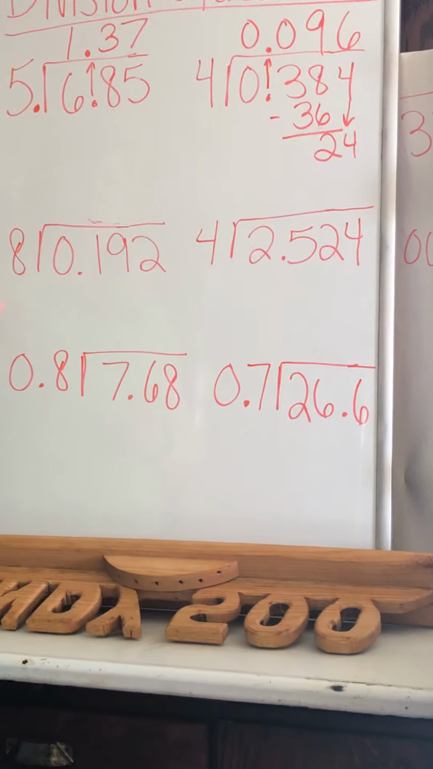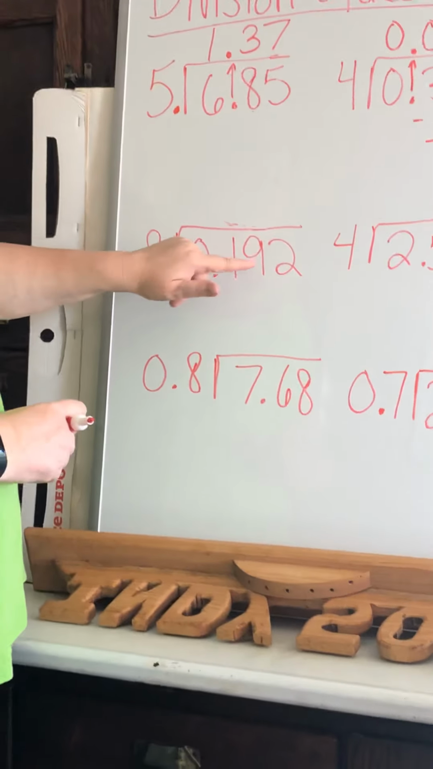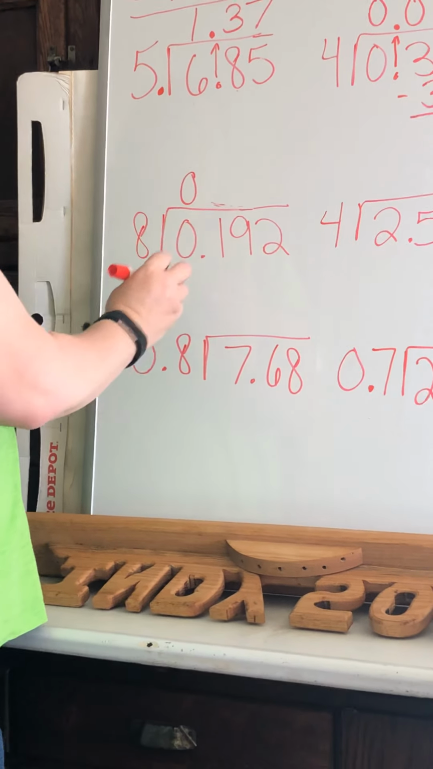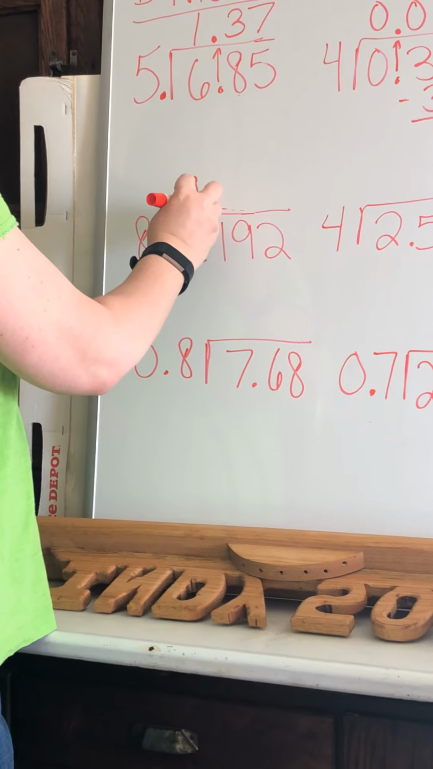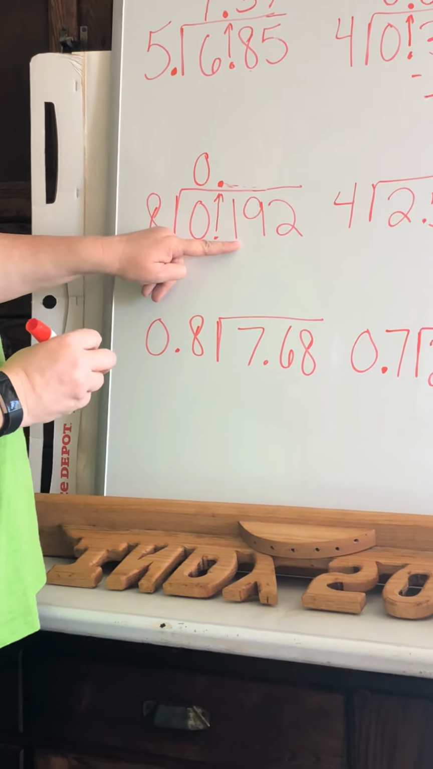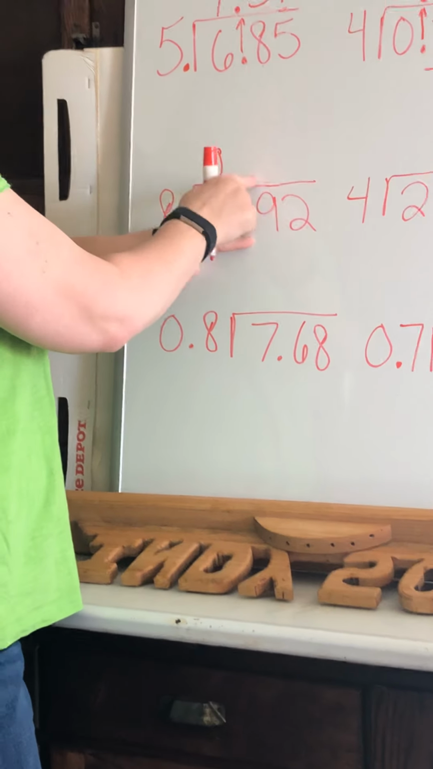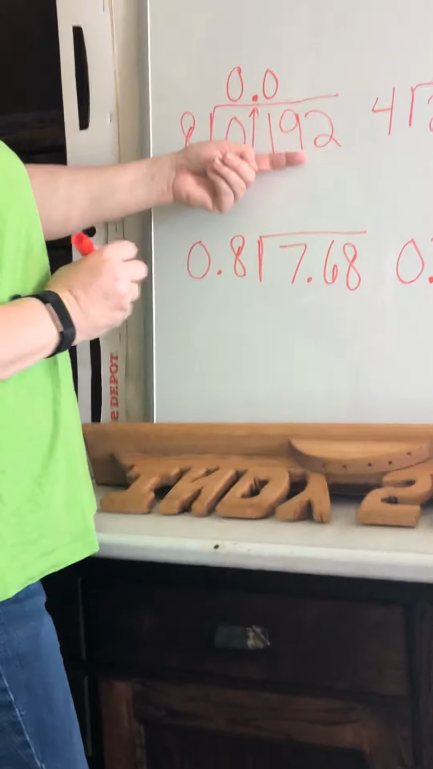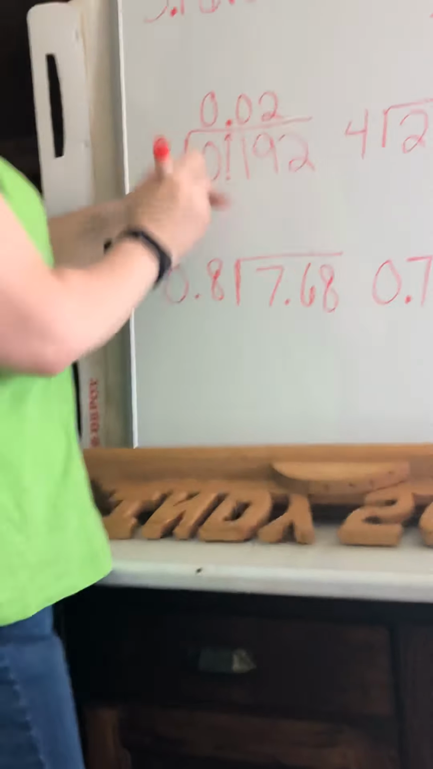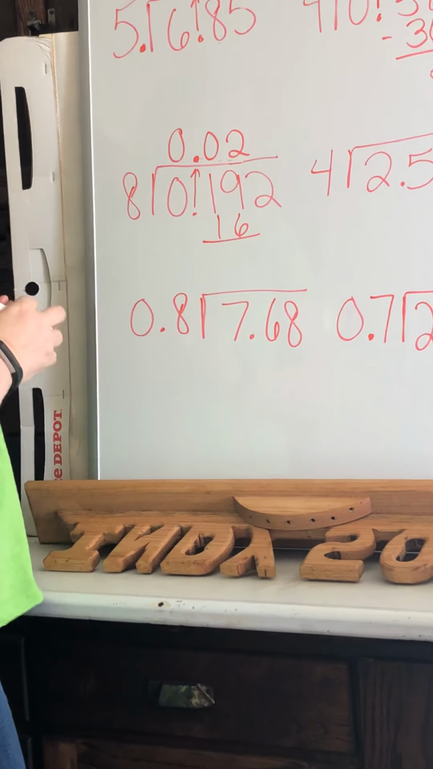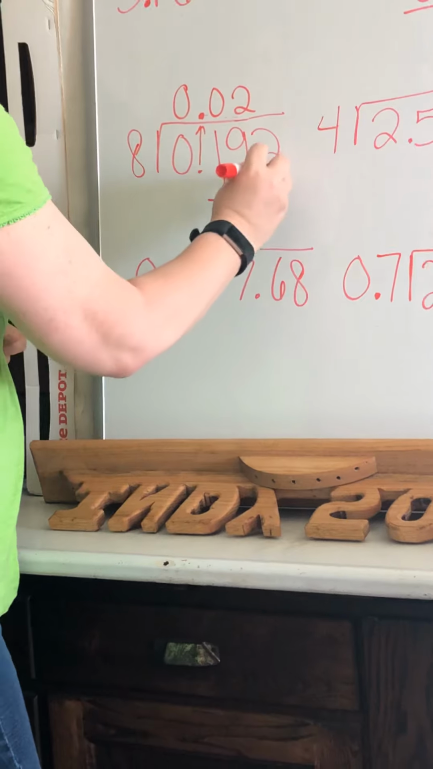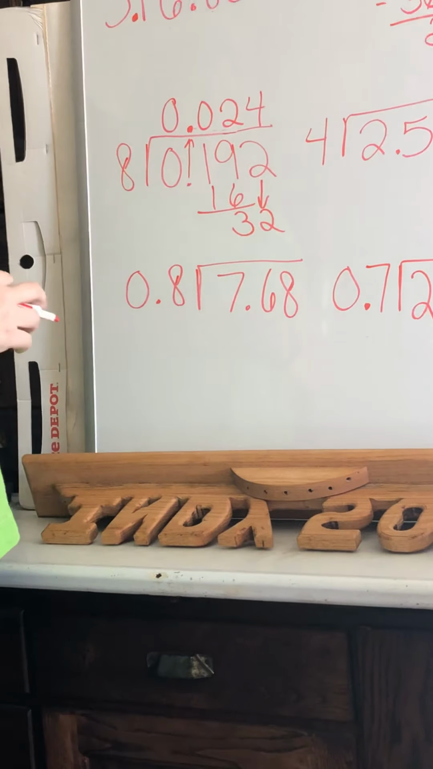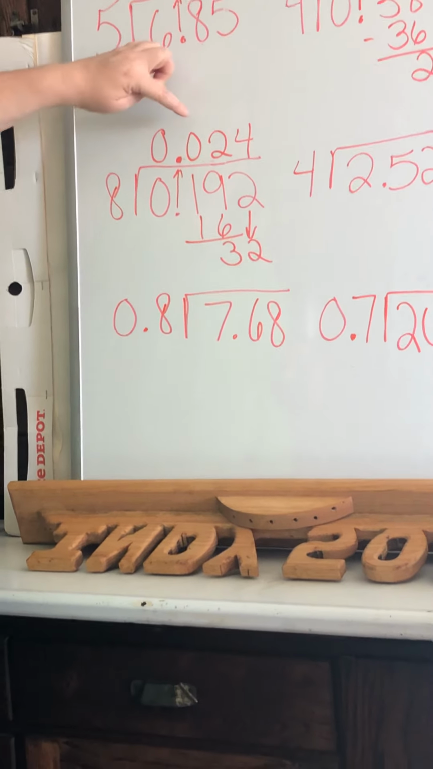Alrighty, here's another one. 8 divided into 0.192. Well, 8 cannot go into 0, so we're going to put a 0 right there. We're going to bring that decimal straight up. 8 cannot go into 1, so we're going to have to put what right here? We're going to put a 0. 8 can go into 19 though, twice. 8 times 2 is 16. And you have 3 left over, and then bring down that 2. 8 goes into 32 4 times. Okay, so your answer is 0.024.